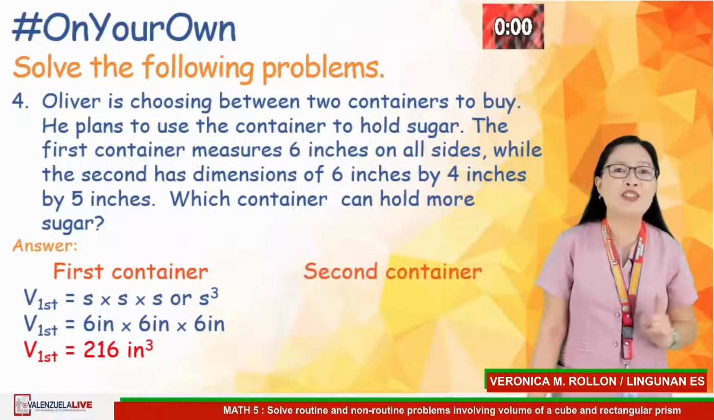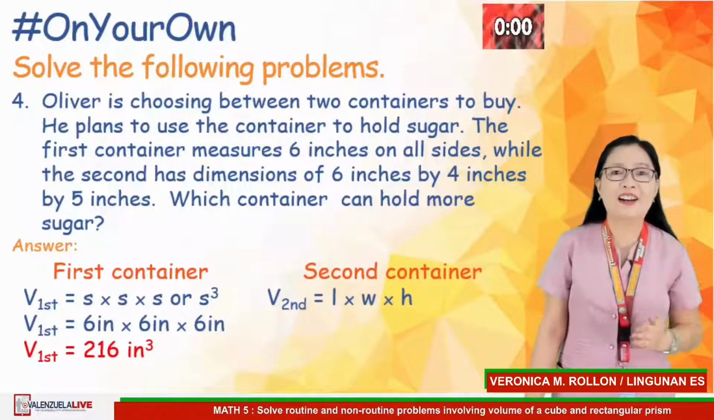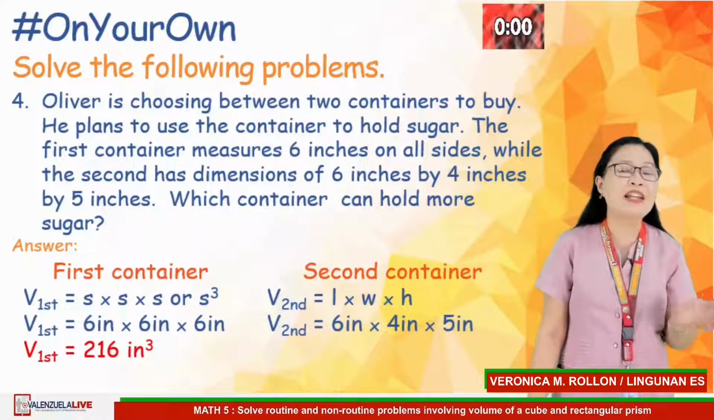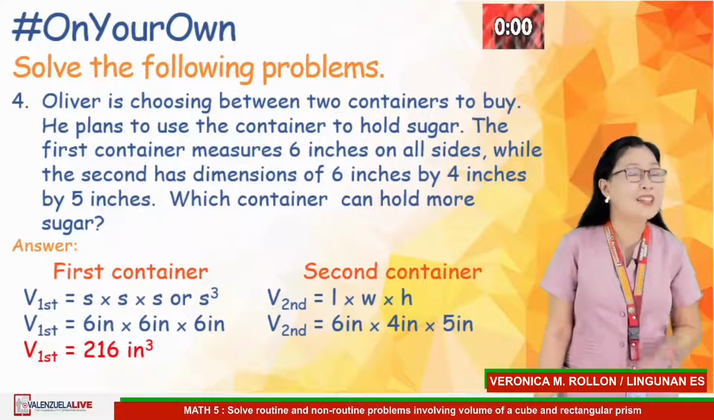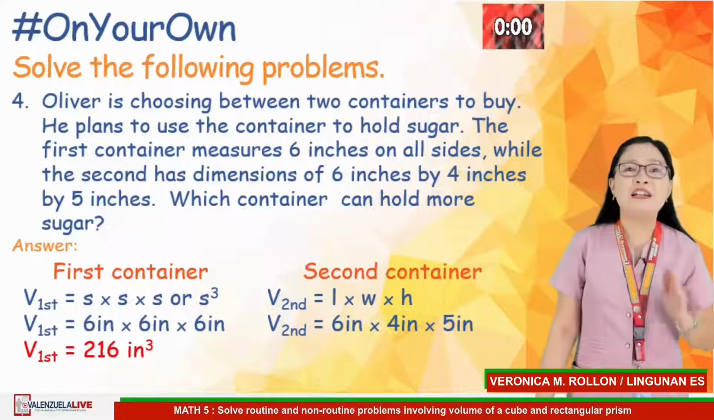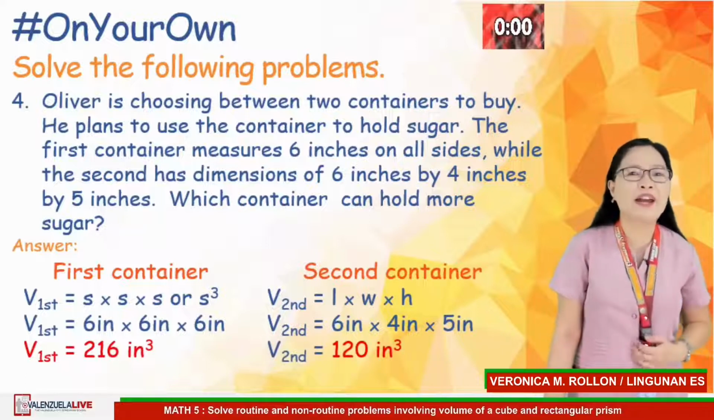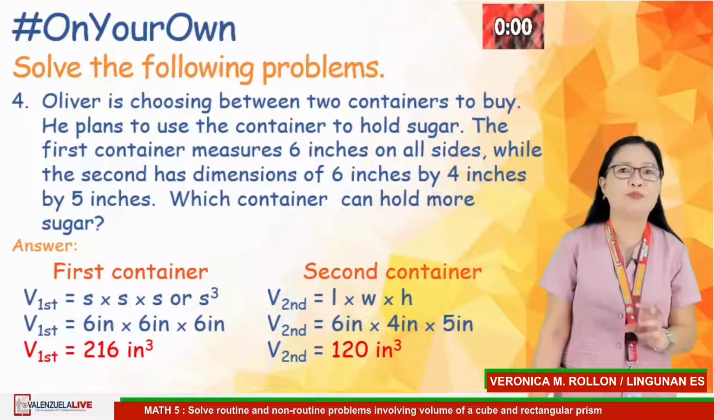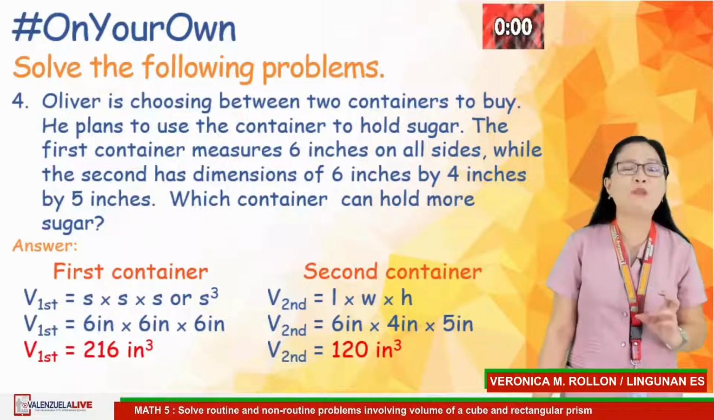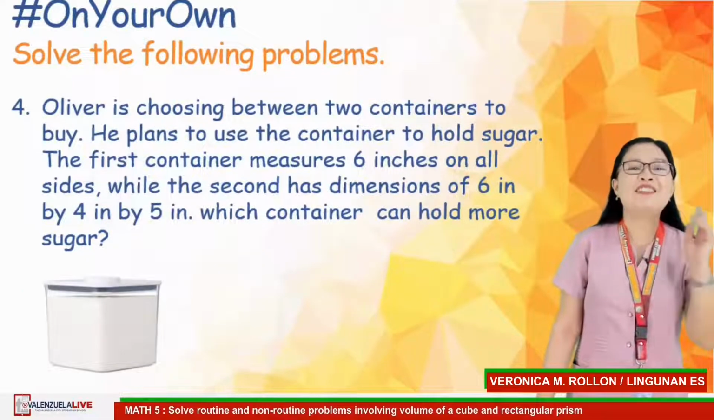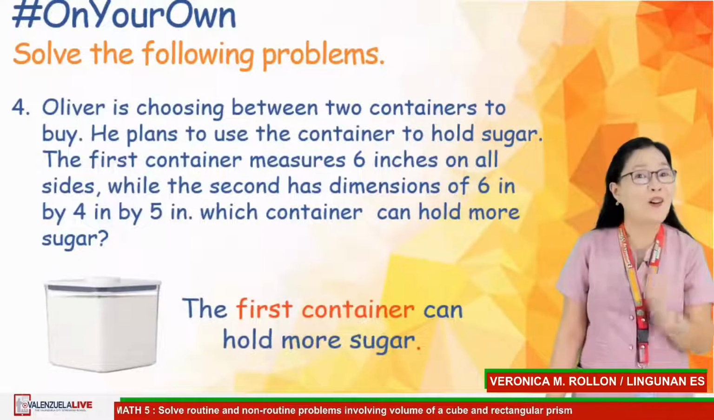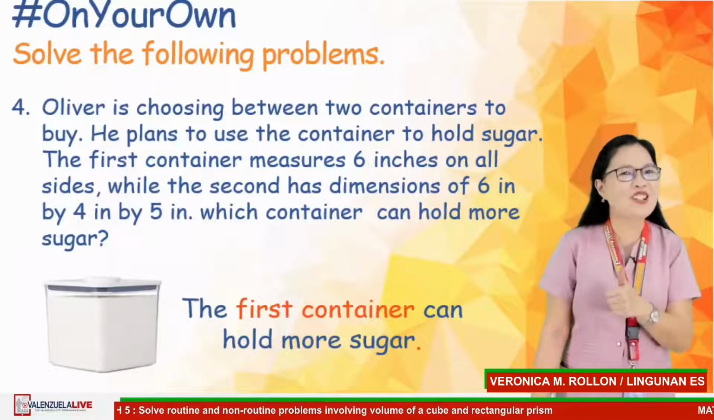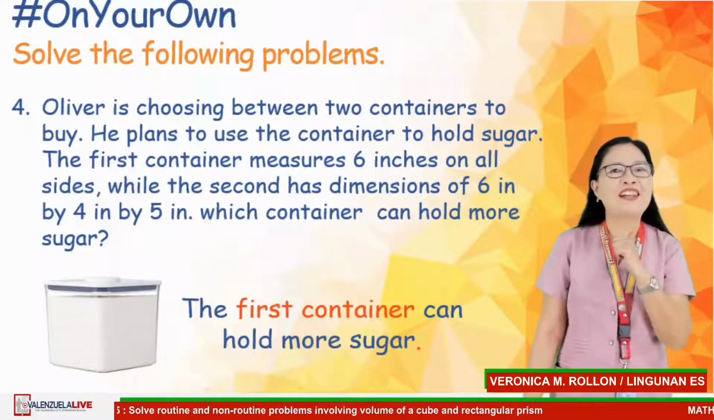For the second container, it is a rectangular prism, so length times width times height. Substitute the given: 6 inches times 4 inches times 5 inches. The product is 120 cubic inches. Now let us compare which has a greater volume. Which container can hold more sugar? The answer is the first container can hold more sugar. Congratulations, grade 5 learners. If you got the correct answer, good job.